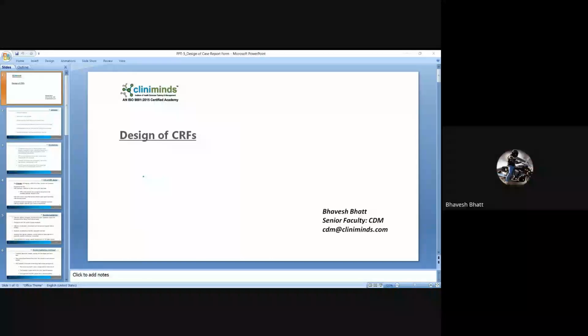Today's session, we are going to talk about designing of CRFs. So, CRF design is basically divided into components. We have the designing of CRF as well as drafting of the study design specifications.